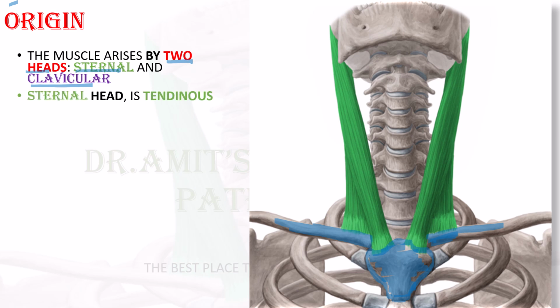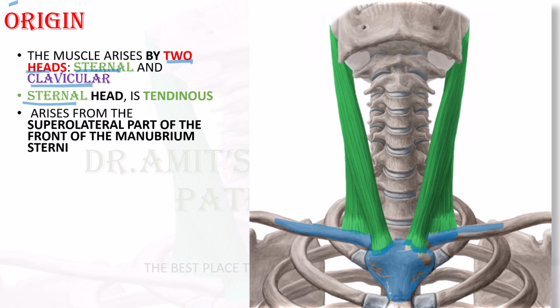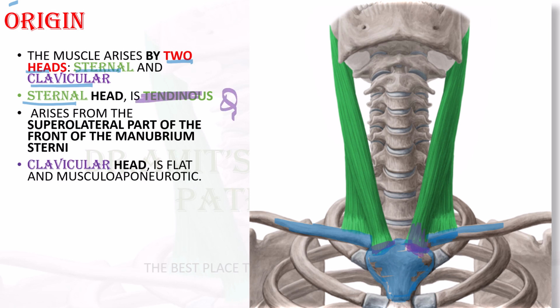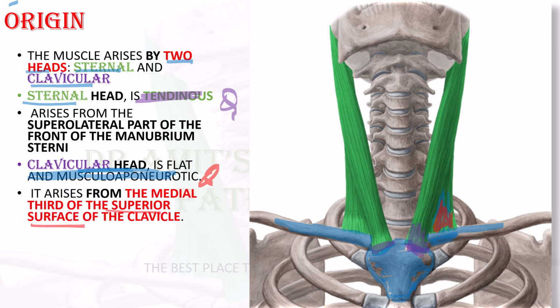The sternal head is tendinous and it will originate from the front of the manubrium, the superior part or the lateral part of the manubrium. यहाँ से इसका origin होगा and it is tendinous. The clavicular head is actually musculoaponeurotic, the muscular part, and this will take origin from the superior surface of the medial two-third.